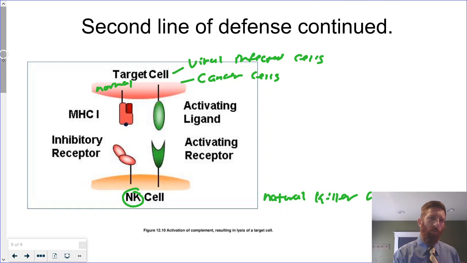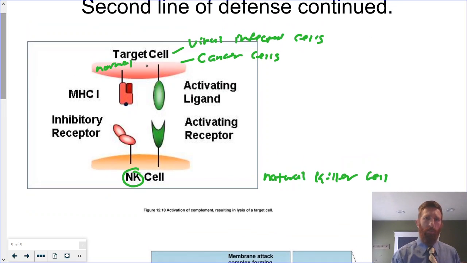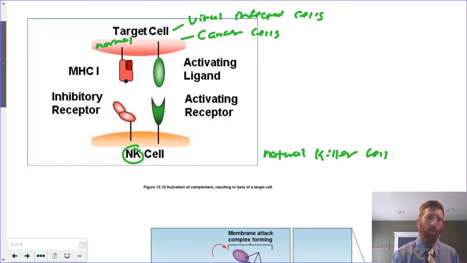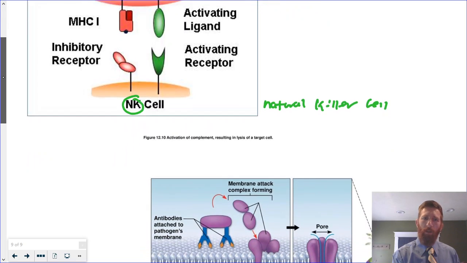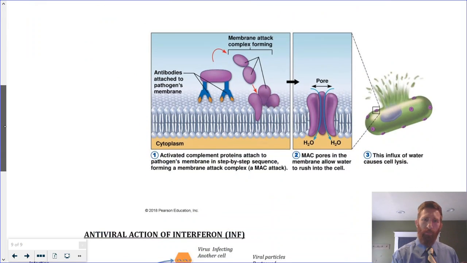So why do we still have cancer? Why do we still have viruses? Well, because sometimes the natural killer cells just get overwhelmed. They can deal with little stuff. They can't deal with a really serious situation, with lots and lots of cells. So that's a second line of defense.